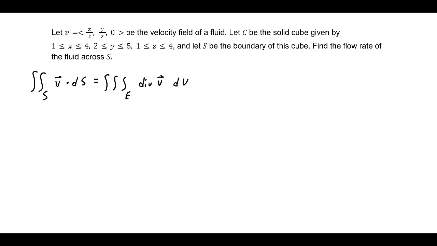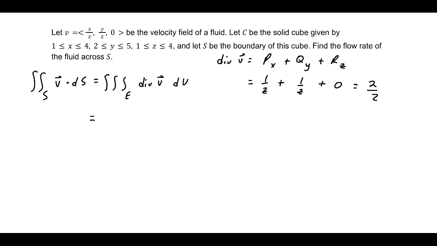So let's go ahead and find what the divergence of v would be. As we know, the divergence of v is equal to P sub x plus Q sub y plus R sub z, and each of those partials respectively are 1 over z, 1 over z, and 0. So 1 over z plus 1 over z plus 0, which is equal to 2 over z.